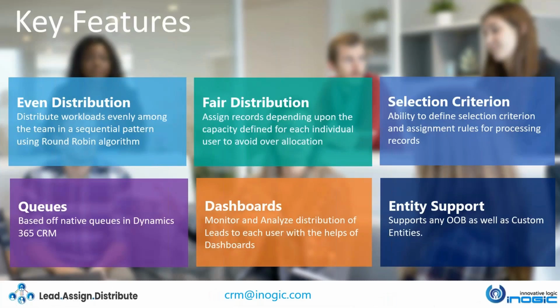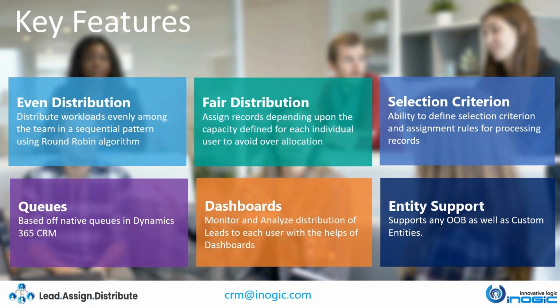Here are some of the key features that lead assignment and distribution automation has to offer. The first one is even distribution. In even distribution, the records are assigned to the resources in a sequential and circular pattern using the round robin algorithm. Don't worry about the algorithm. I will be explaining the algorithms that lead assignment and distribution automation supports very shortly. Next is fair distribution. In fair distribution, the records are assigned to the resources based on the available capacity of the resources.